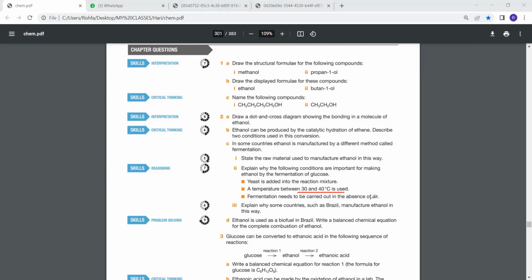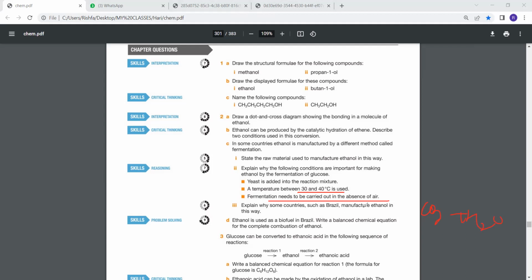Fermentation needs to be carried out in the absence of air. So it doesn't go into aerobic respiration, no? Yeah, you should also say that, because in the presence of air, yeast will produce carbon dioxide and water, okay? So we don't need those products, right? We want ethanol and carbon dioxide, okay? Clear? Yeah. To mention those points.